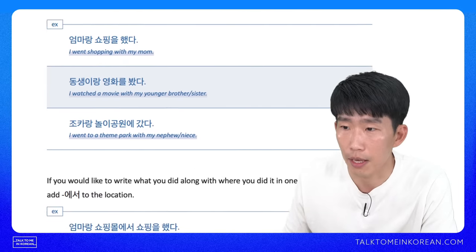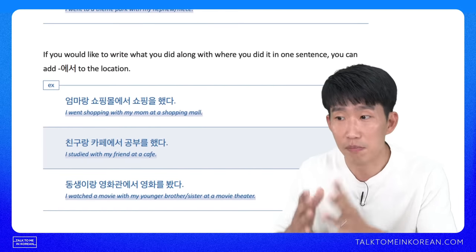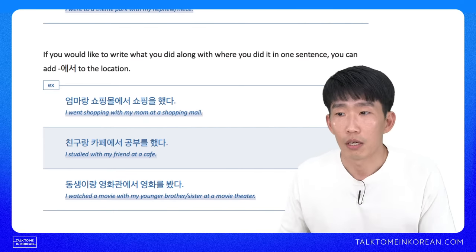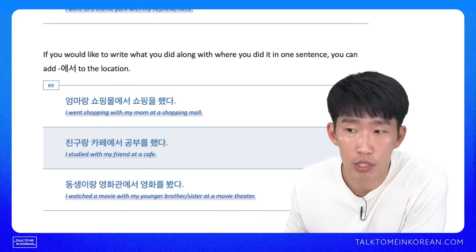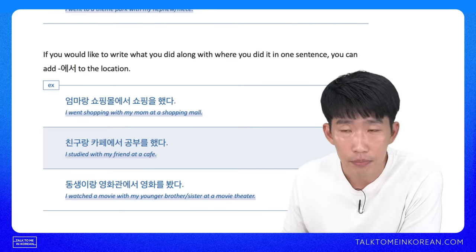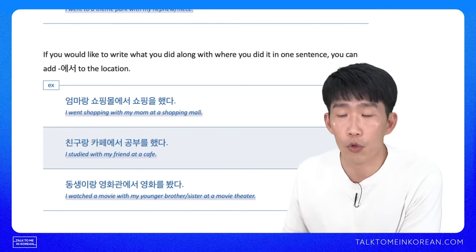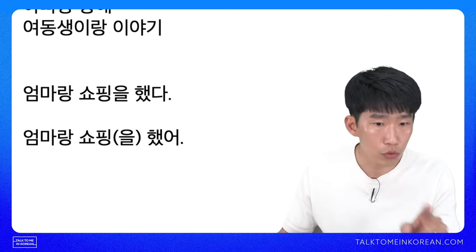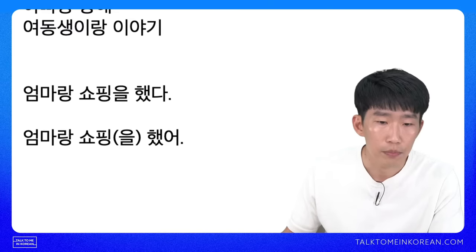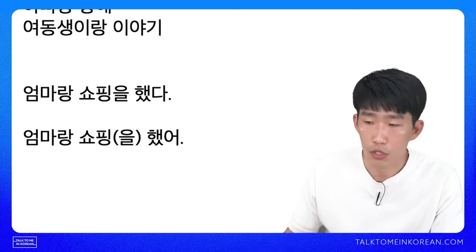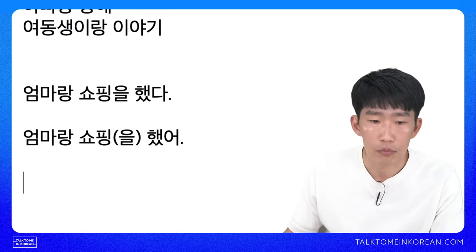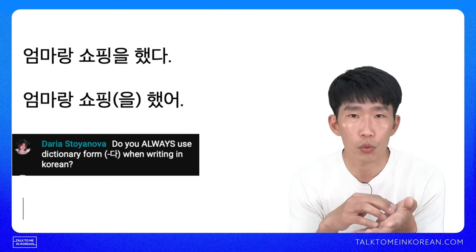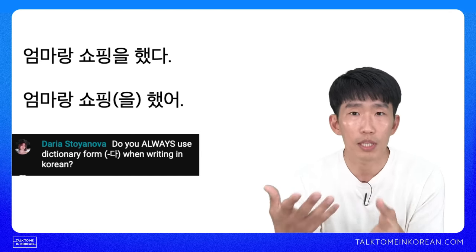So, like that, you can expand the sentence a little further. If you know more grammar points that you can use, you can just add location information. 카페에서, where you studied, where you watched a movie, 영화관에서, etc. And back to this question, do you always use dictionary form 다 when writing in Korean? Not really. You can write in the 아요, 했어요, 했습니다 forms too.